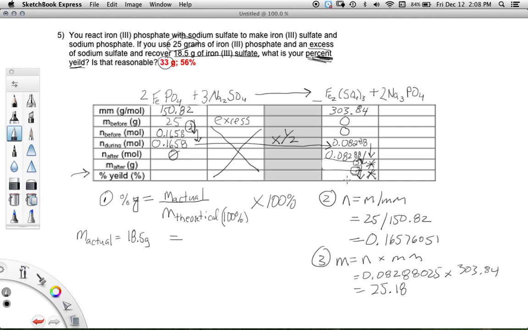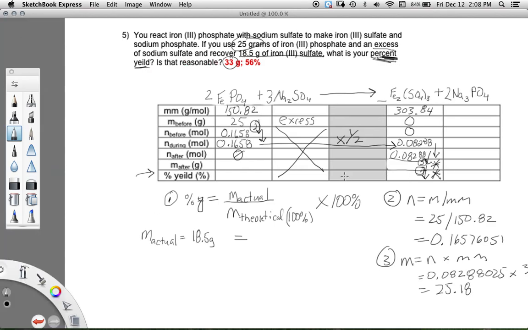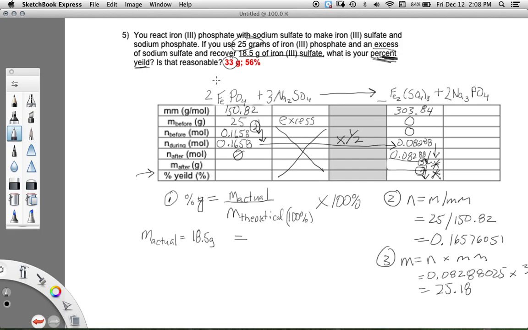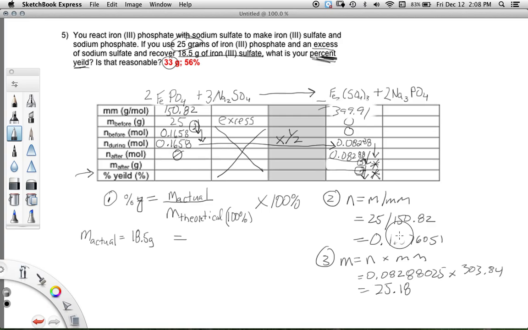What did I do wrong? Clear. 0.08288 times 303.84. Okay, maybe that's not the right molar mass. Fe2(SO4)3. Ah, there we go. 399.91. I apologize. 399.91, which means that's incorrect.